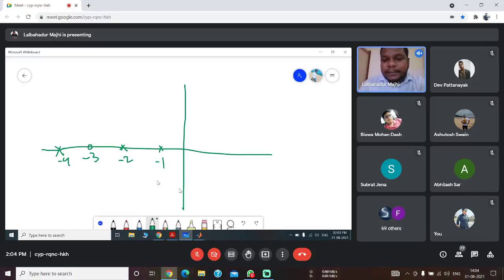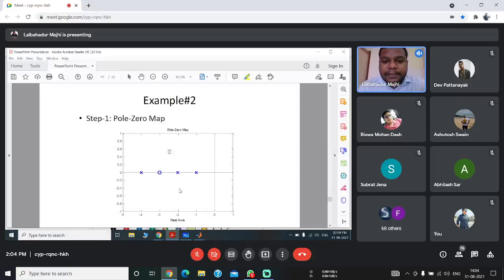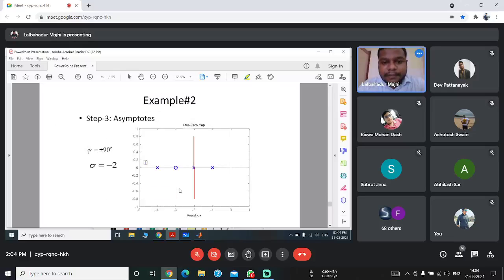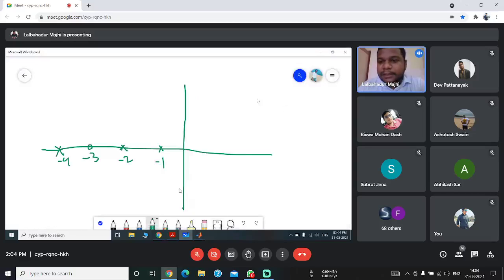So the first step is to determine the asymptotes, and for that, the centroid. The formula for centroid is summation of poles minus summation of zeros, divided by number of poles minus number of zeros. So sigma, the centroid, is summation of poles minus summation of zeros divided by the number of poles minus number of zeros.